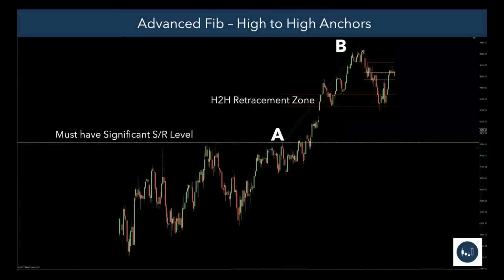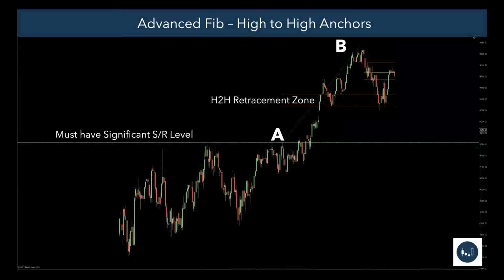There's no other requirements other than you go from high to high, and you can see that the price came down into the retracement zone. Now, when I'm using advanced fibs, the color symbols that I use are orange, so I know they're high to high. Only in this case, when you're doing advanced high to high or low to low, that we'll see in the next screen, you're only going to use the 50 and the 61.8. We turn the other levels off.